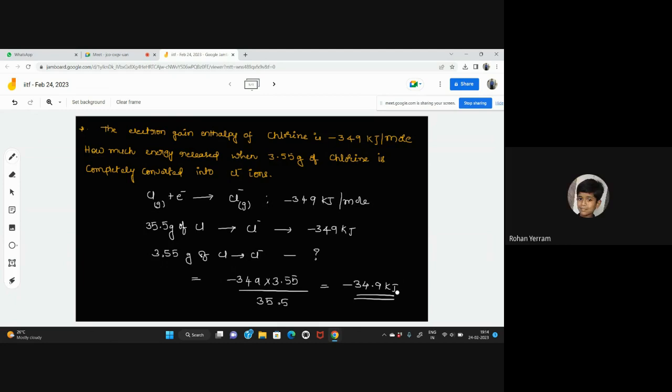Sir, how did we get this formula, sir? Nothing formula, it's the simple unitary method I am applying. If one pen costs 10 rupees, then what is the cost of 10 pens? So I am saying that 35.5 grams of chlorine to convert into Cl minus needs this much energy. What is 3.55 grams of chlorine? How much energy do you need? That's simple. 34.9 kilojoules is released. Okay, na?